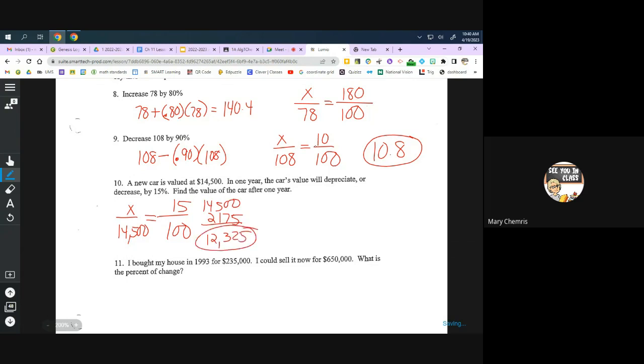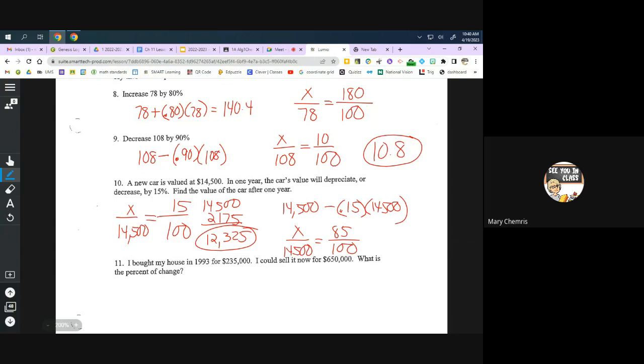Another way to do it is to say 14,500 minus 15% of 14,500. We'll get the same answer. And a final way of doing it is saying if you're decreasing by 15%, just say what is 85% of 14,500.